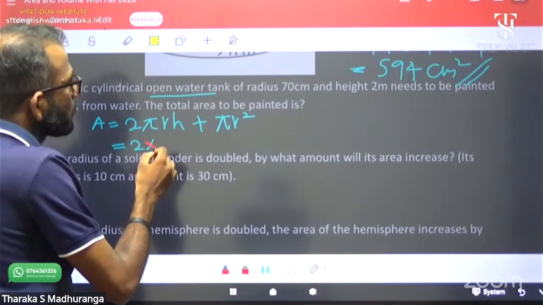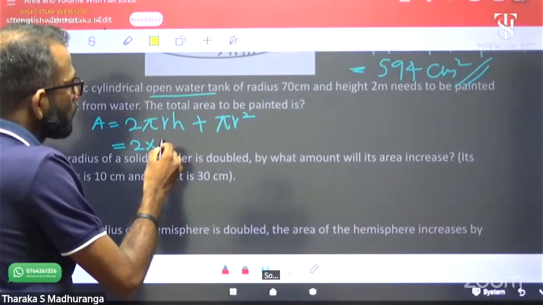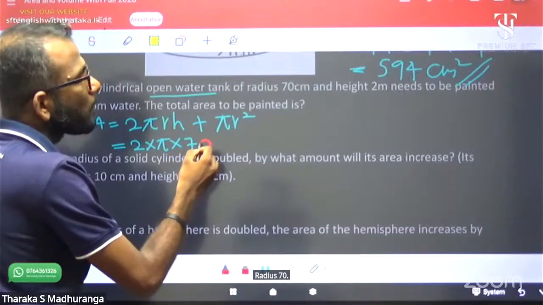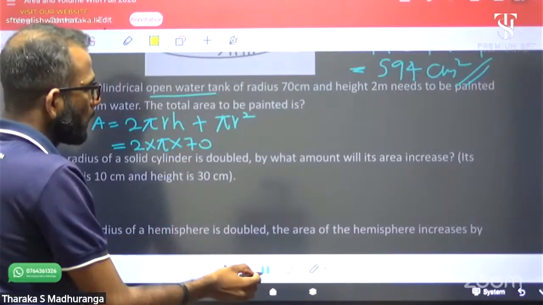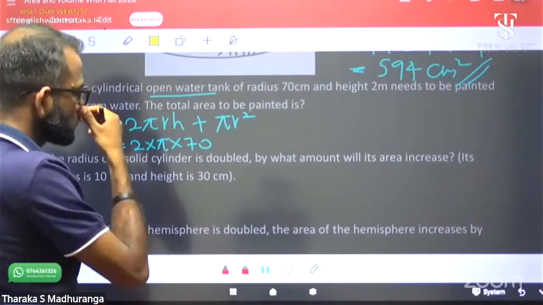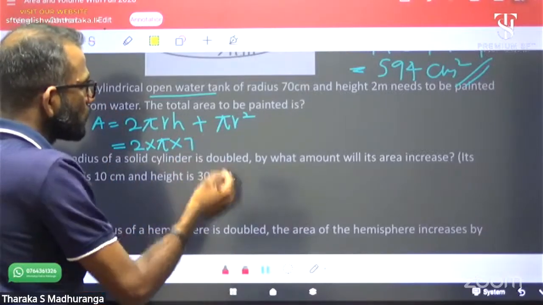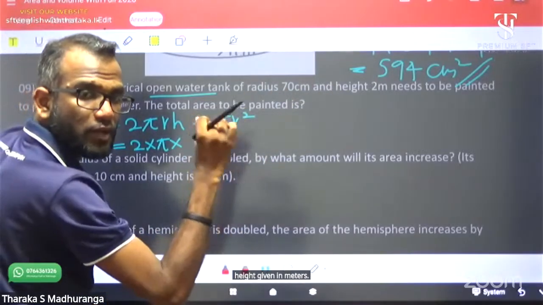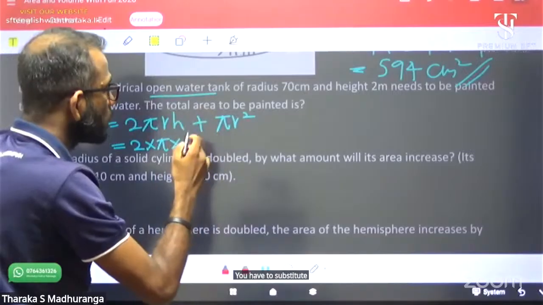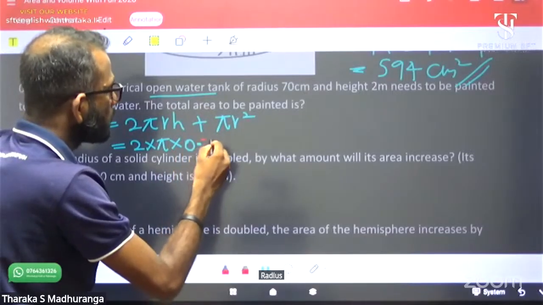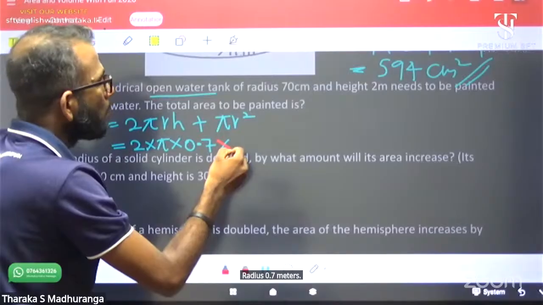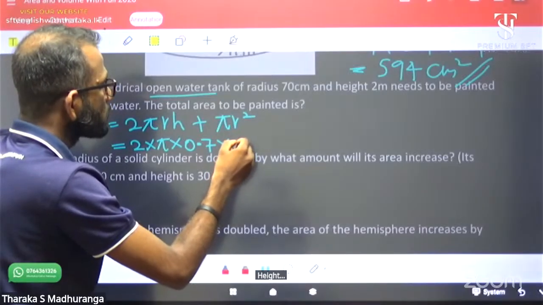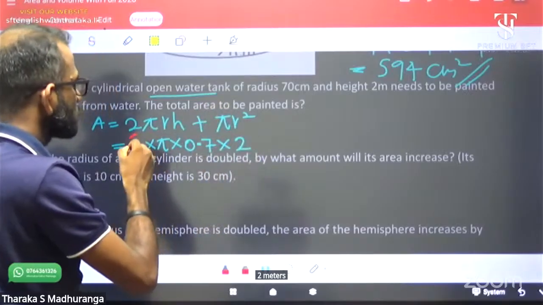2 pi radius 70. No, better to use 0.7 because height given in meters. You have to substitute in the same unit. Radius 0.7 meters. Height 2 meters.